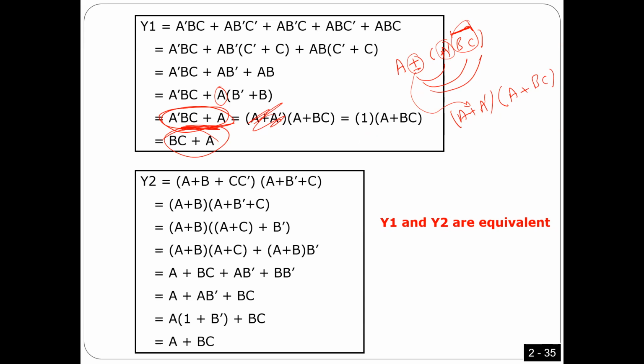Anyway, let's also take a look at this one. First of all, there is something I can eliminate quickly. For example, here you have C and C prime. C and C prime is 0, and 0 or anything is just the other term, so I was able to eliminate this one quickly. Now I have this one here.